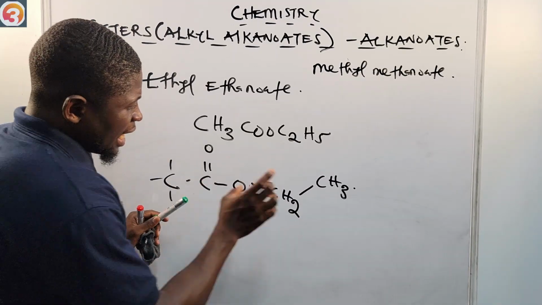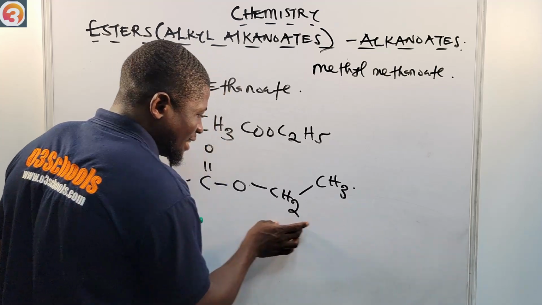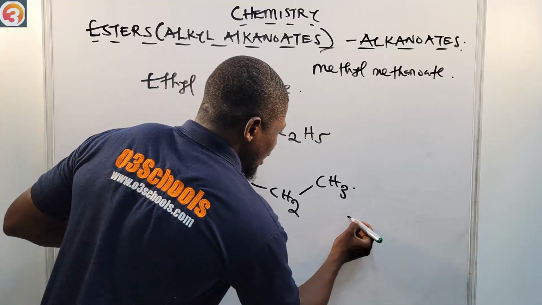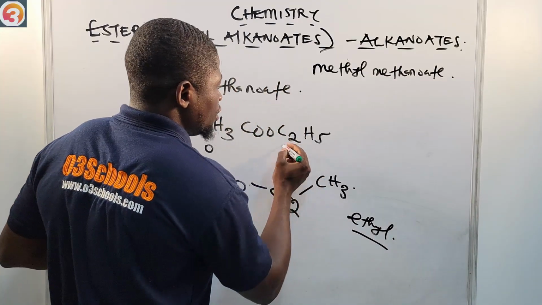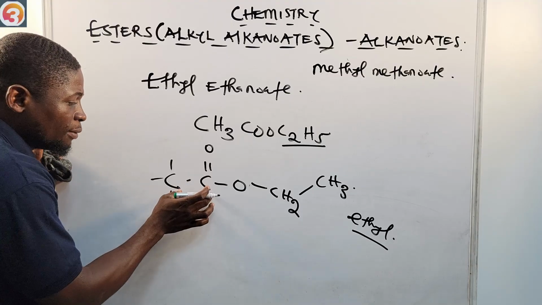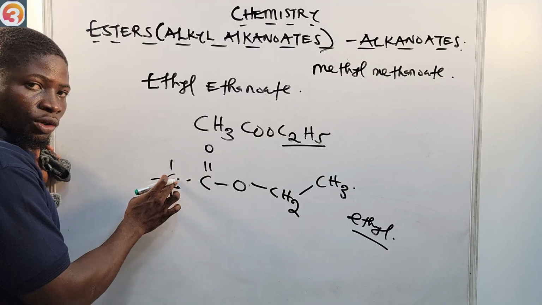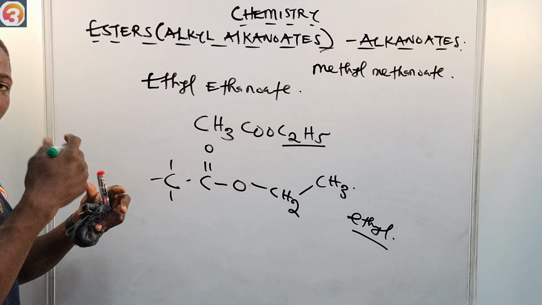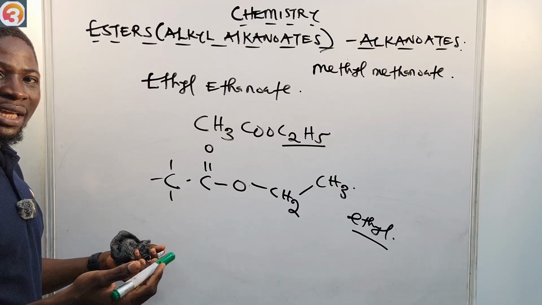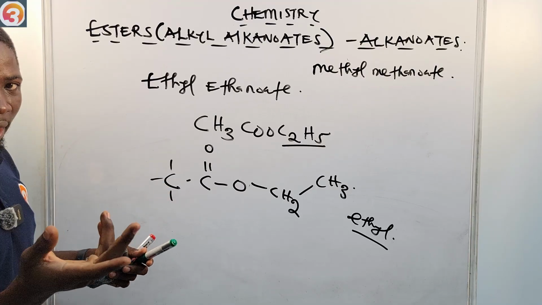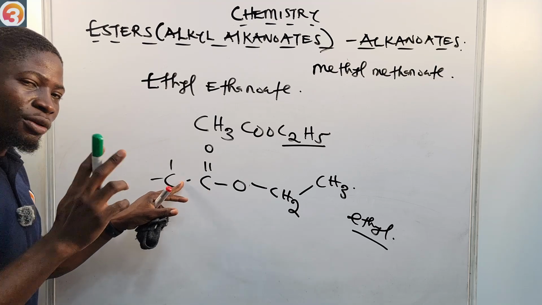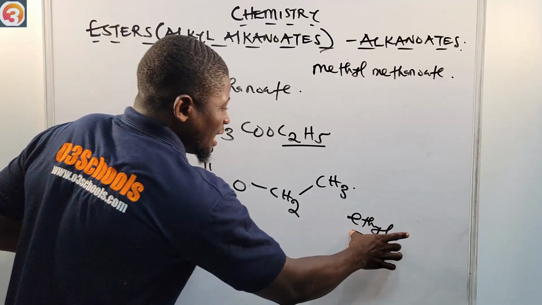Now, the alkyl group that is on this right-hand side is what? It is ethyl, because it is C2H5. Now look at the number of carbon atoms that are here: 1, 2. Two carbon atoms. From our study of alkanes, an alkane that has 2 carbon atoms is ethane. So for ethanoate, because an alkane that has 2 carbon atoms is ethane.